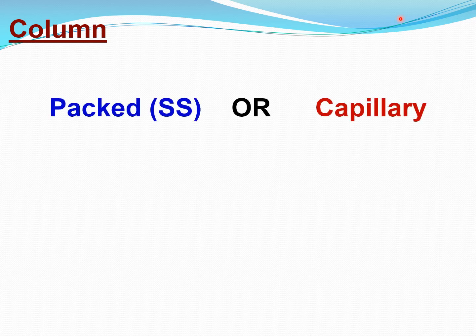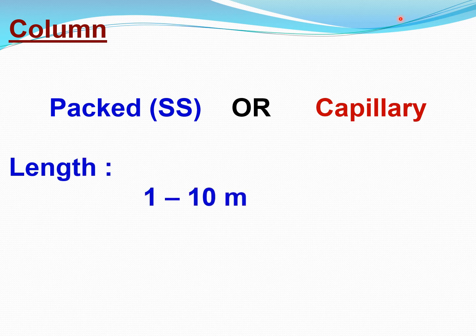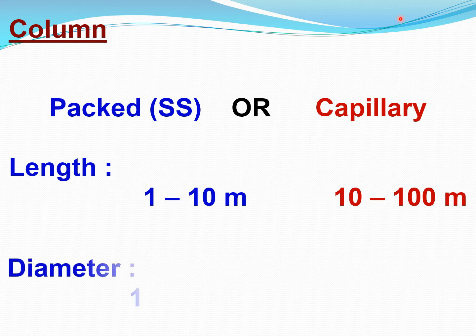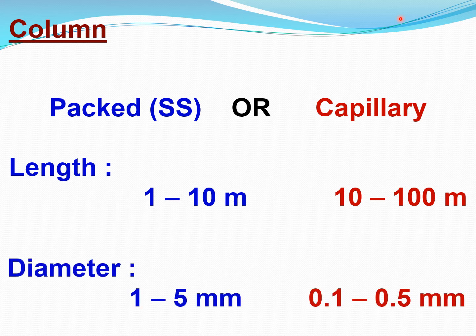Columns. There are two types of columns that are commonly used. One is called a packed column, which is made of stainless steel, and the other is a capillary column. Packed columns have a length of 1 to 10 meters. Capillary columns have a length of 10 to 100 meters. The diameter of a packed column is 1 to 5 millimeter. A capillary column is 0.1 to 0.5 millimeter. So these are the two types of columns.